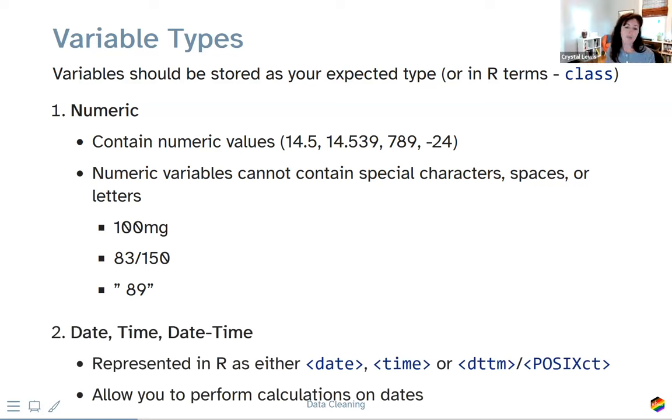The next one is date, time, or date time. It's represented in R as one of these formats you see here. And because of the way dates are stored in R, they allow you to perform calculations using your dates, which is cool. You can add dates, you can subtract dates, and so forth. So as long as your dates are stored as dates, then you are good. However, if your dates are stored as character values, you're not going to be able to perform those calculations on your dates. So it's important to check your date types when you read your data in. Sometimes they are read in as dates, other times they could be read in as character values or numeric values, and it's important to be aware of this.